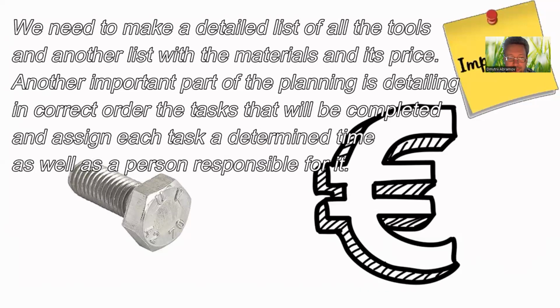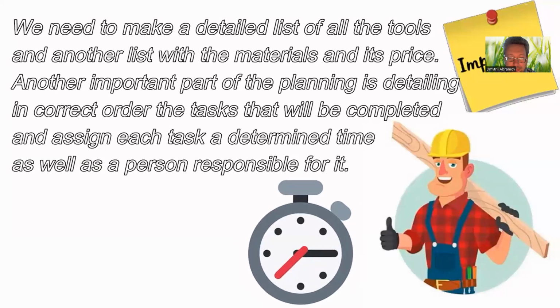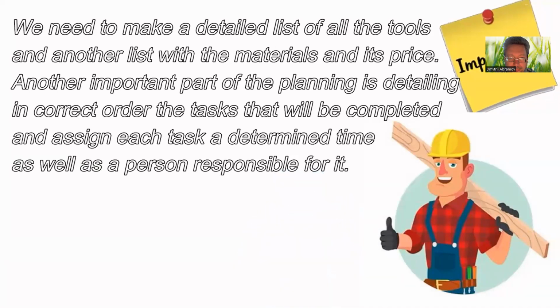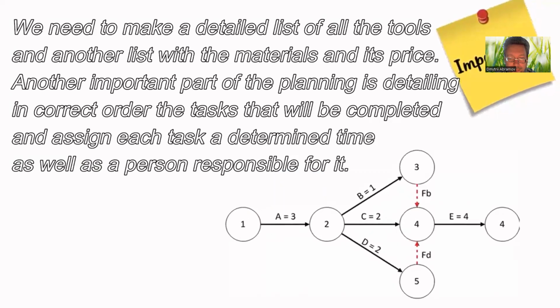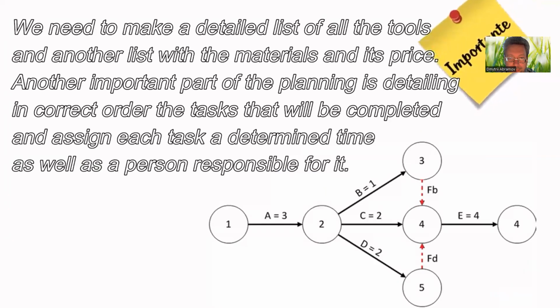Another important part of the planning is detailing in correct order the tasks that will be completed and assign each task a determined time as well as a person responsible for it. This part of the planning process is completed with PERT diagrams. But in the first steps of the technological process, we can use a similar table like this.